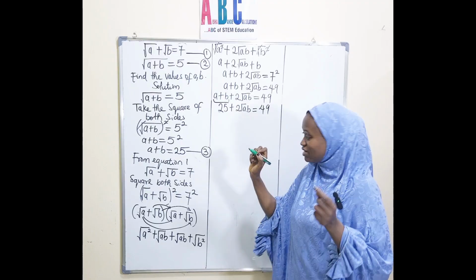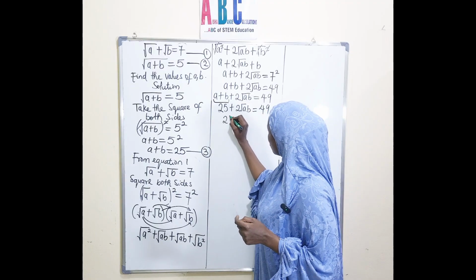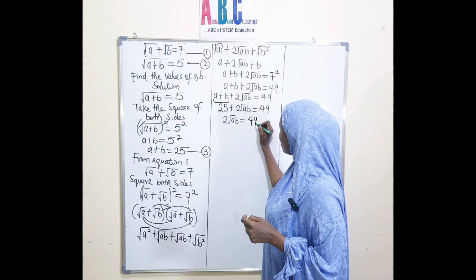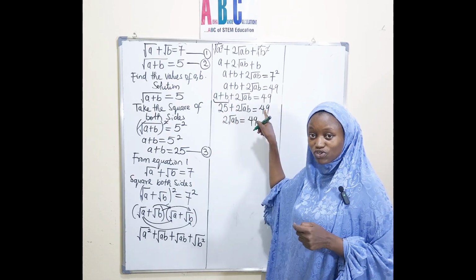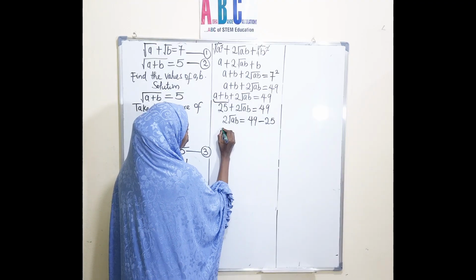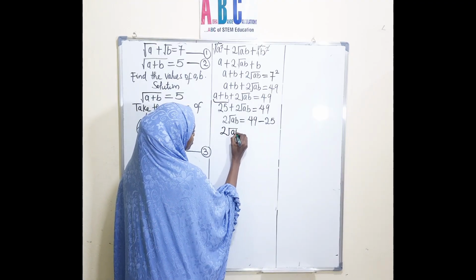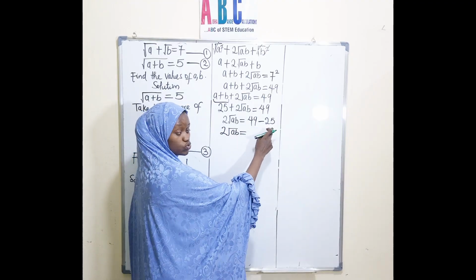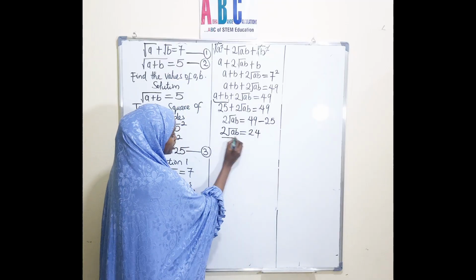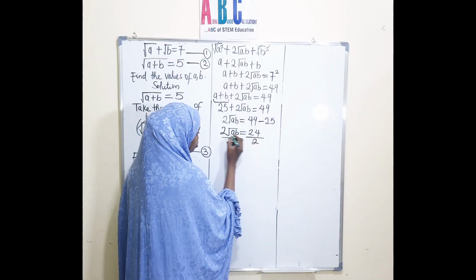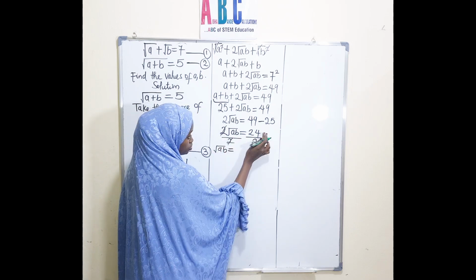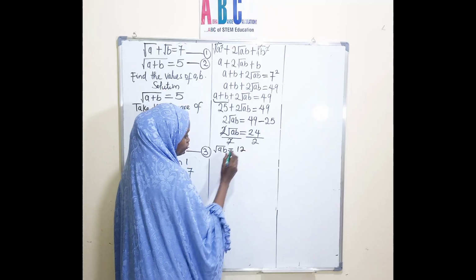So let's collect like terms and simplify. So this becomes 2 root ab is equal to 49. This is 25. It moves to the right hand side, becomes minus 25, right? 2 root AB is equal to 49 minus 25, which is going to give us 24. So at this point, we can divide both sides by 2. 2 cancels 2. We have square root of AB is equal to 24 divided by 2, which is 12, right?